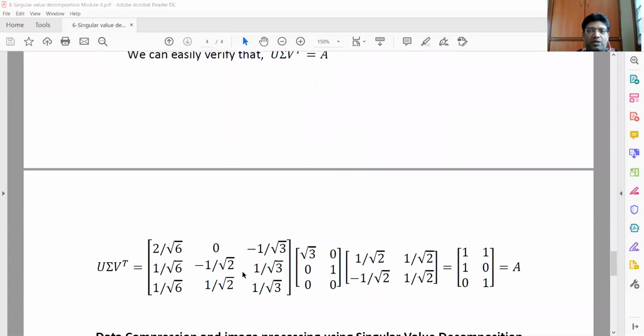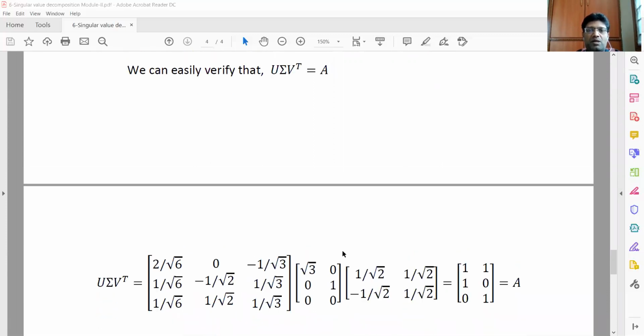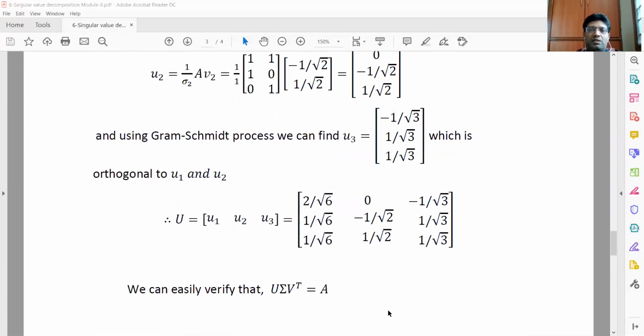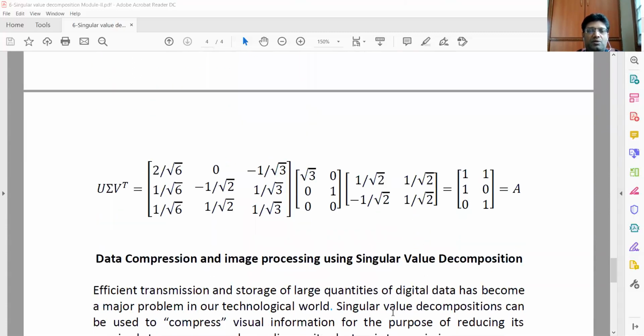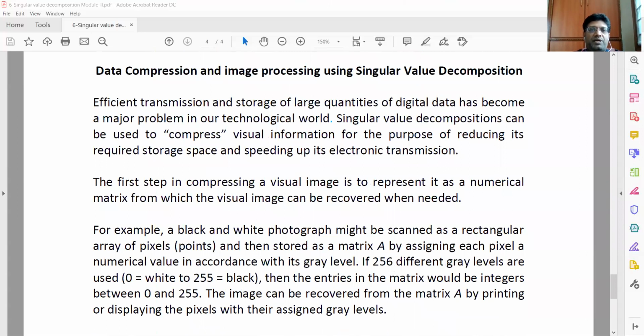So we got U. Therefore, U sigma V transpose. U is, just now we got, this is sigma, and V transpose. So if you multiply this, we are getting the original matrix A. So this is the singular value decomposition. So we have seen two problems. In the module 1 video, we have seen a rectangular matrix of order 2 by 3. In this second module, we have seen a rectangular matrix of order 3 by 2. So the same is true for any square matrix also. Okay. So now we'll see what is the application of this.